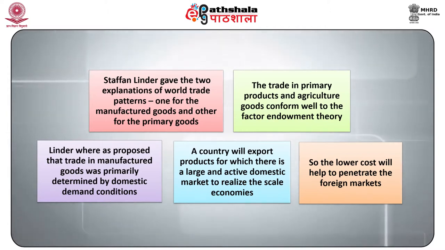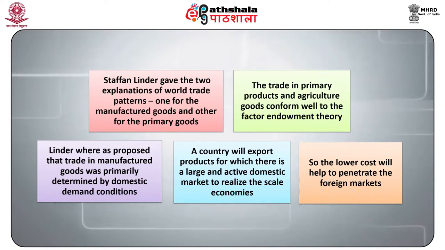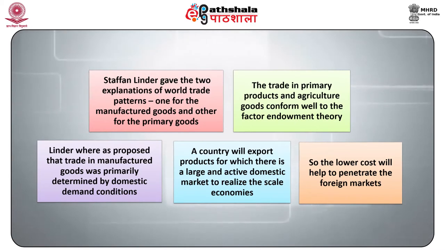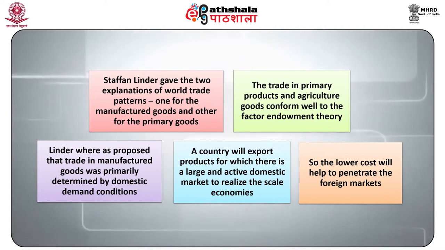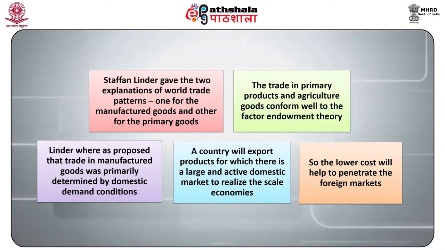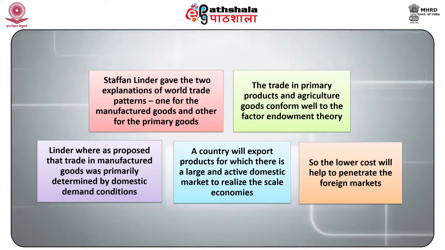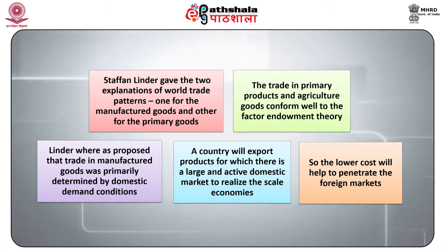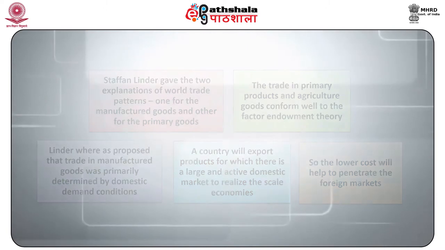The trade in primary products and agricultural goods conformed well to the factor endowment theory. Linder, however, proposed that the trade in manufactured goods was primarily determined by domestic demand conditions. A country will export products for which there is a large and active domestic market to realize the scale economies. So the lower cost will help to penetrate the foreign markets.